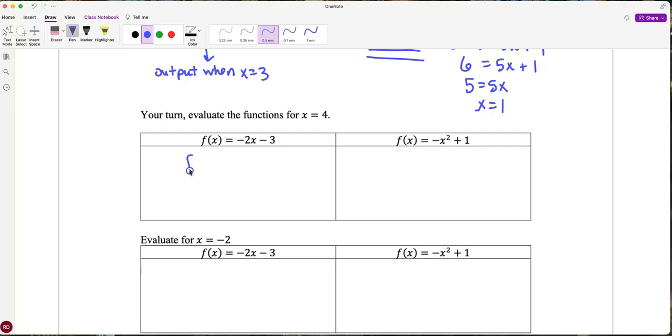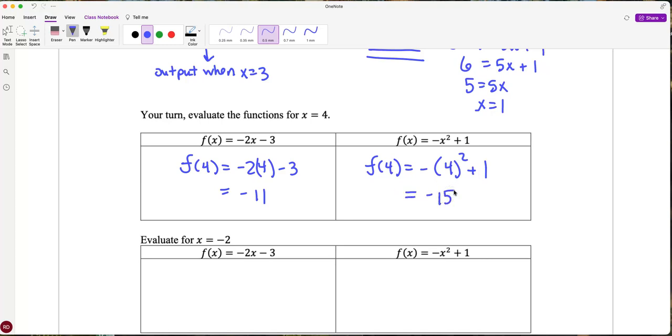Evaluate these functions for x equal 4. So we're asking for f of 4. That is equal to negative 2 times 4 minus 3, which is negative 11. Over here, f of 4 is equal to minus 4 squared plus 1. That's negative 16 plus 1, negative 15.